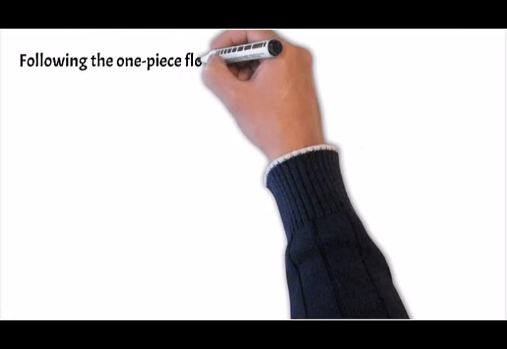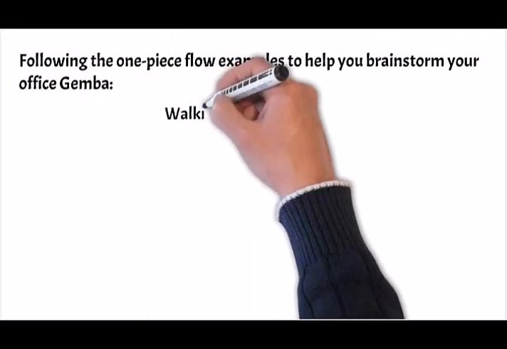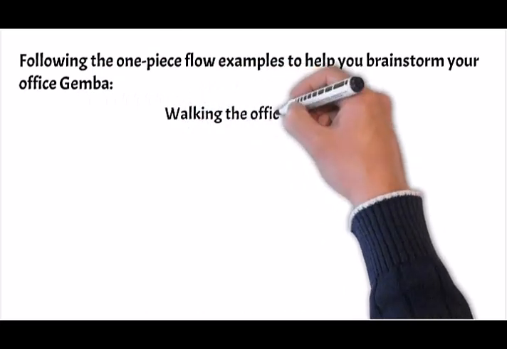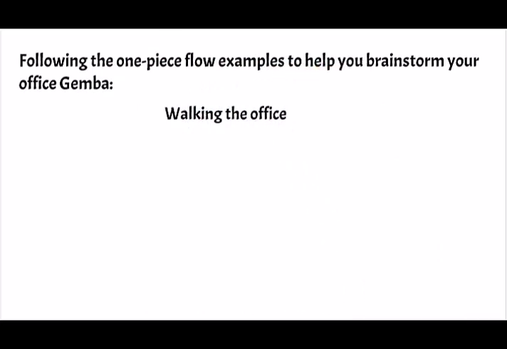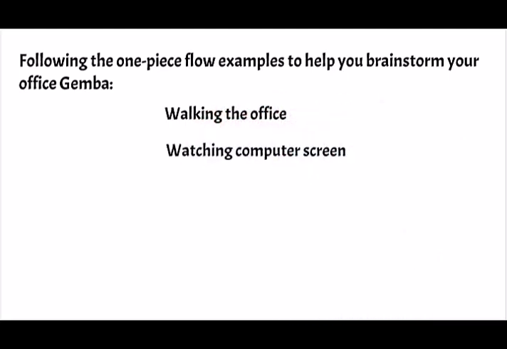So here are some of the one-piece flow examples I've seen in the office in the past, and that you can actually go and do a Gemba. The first one is walking the office. You can actually walk the office if you have a document, something concrete that actually goes from one inbox to the next, right? And you see it. So then you can follow through the process.